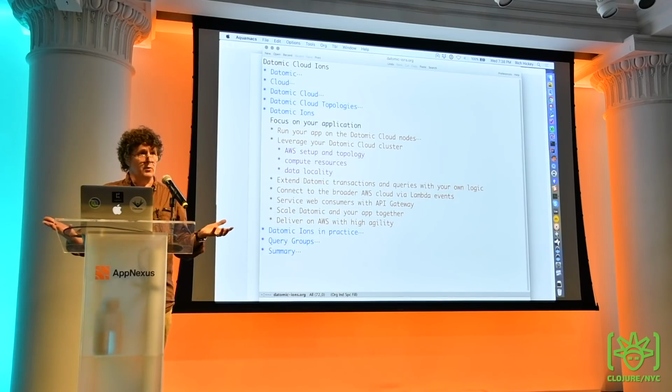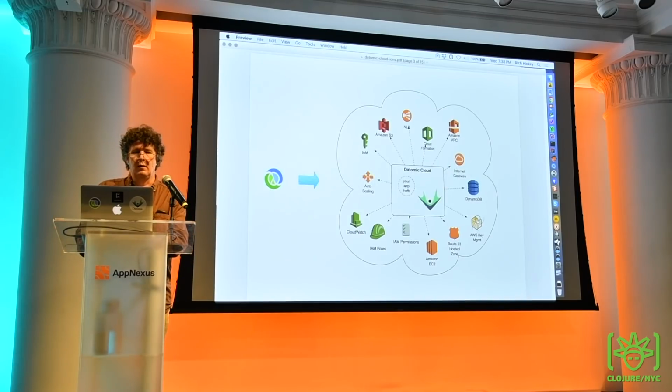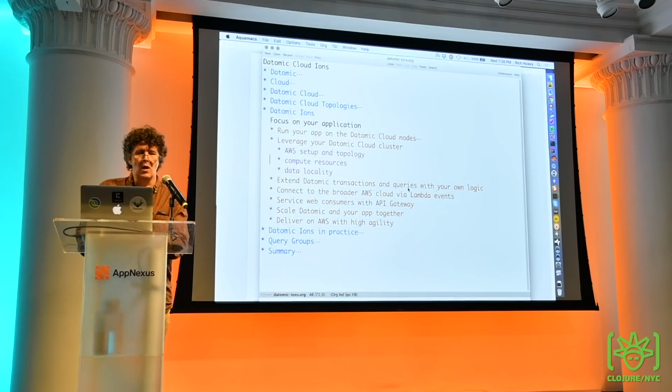You get compute resources, right? So there was this question before, where is your Clojure code going to run? Do you have to have an instance? Do you have to have Elastic Beanstalk or another thing? And the answer is no. You're going to use the compute resources of the Datomic Cloud cluster.